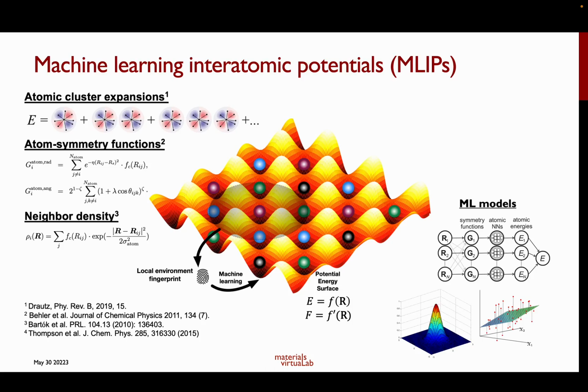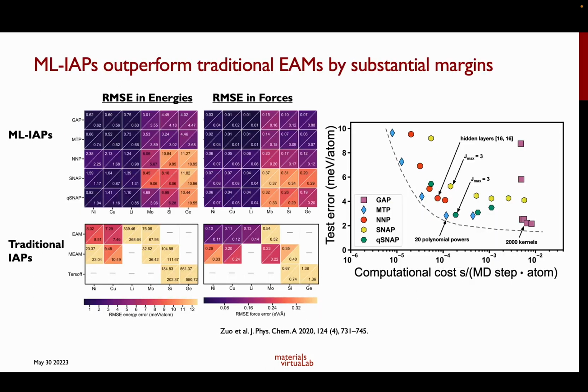And all those are fairly well established, right? And the nice thing about machine learning interatomic potentials is that they tend to outperform your traditional interatomic potentials by fairly substantial margins, okay? So this is a comparison of the root mean square error in the energies and forces of machine learning interatomic potentials versus traditional interatomic potentials. And the darker the color, the lower the mean absolute error, or rather the RMSE. And you can see that in general, it doesn't matter which formalism you choose. All of them have much lower errors compared to your traditional embedded atom method or modified embedded atom method, okay?